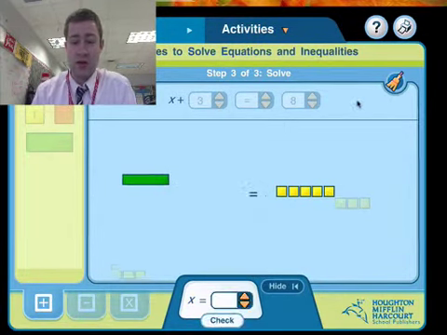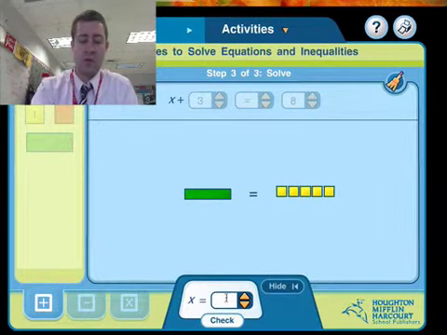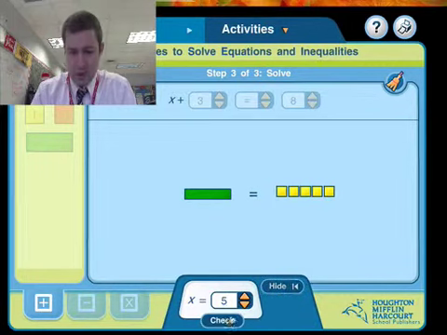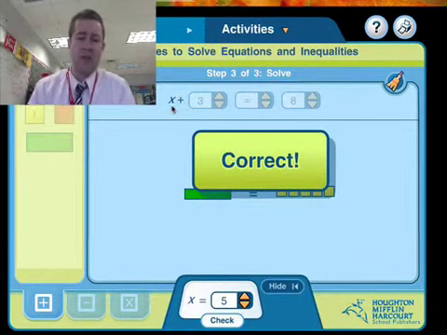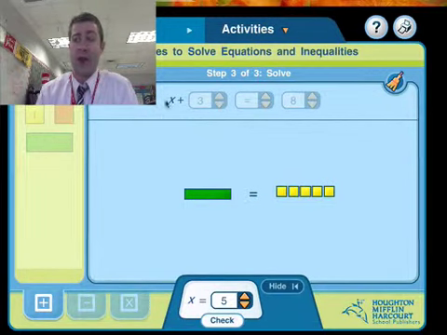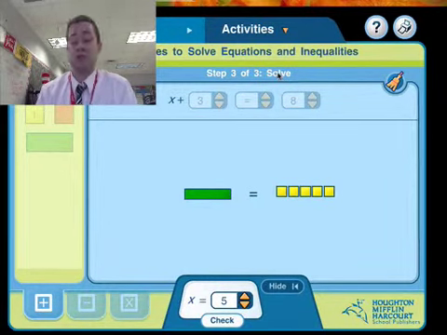So now let's take a look. We took away 3, you saw it fall, and now we have x equals 1, 2, 3, 4, 5. So x equals 5. Correct. And so let's see if that makes sense. If I put 5 in for x and evaluate, do I get 8? 5 plus 3 equals 8. 8 equals 8. So there we go.